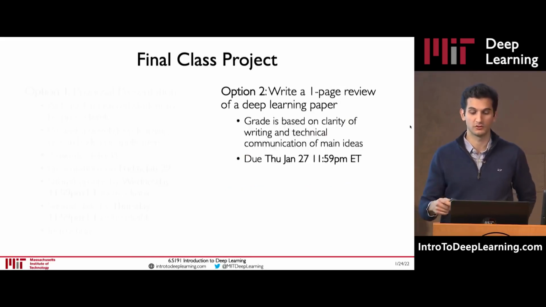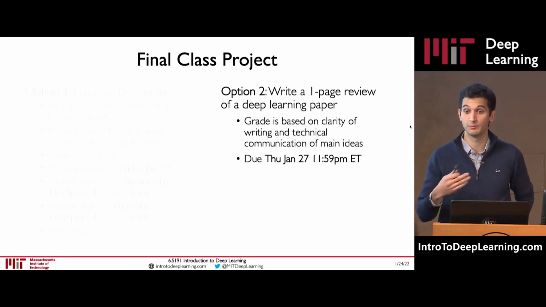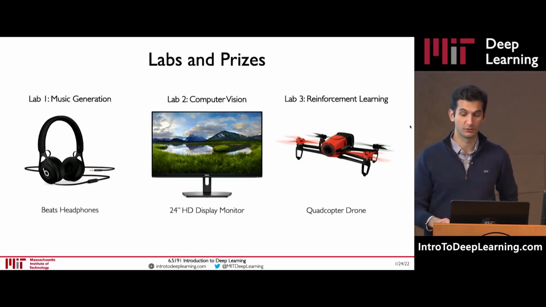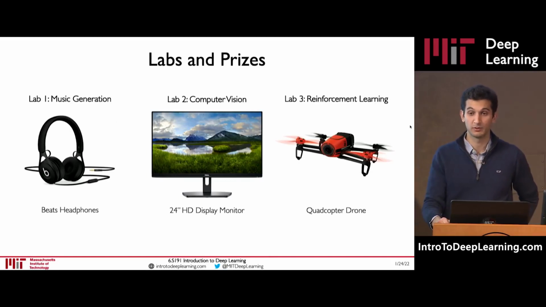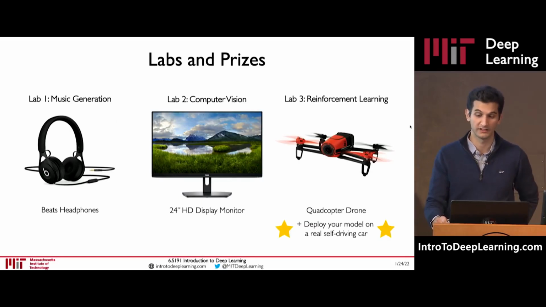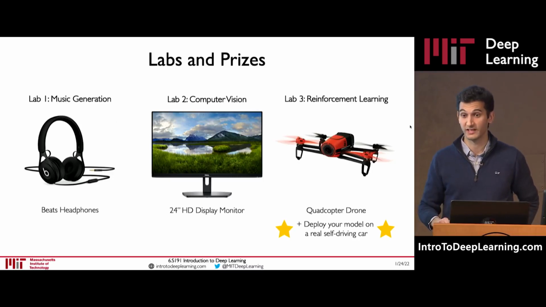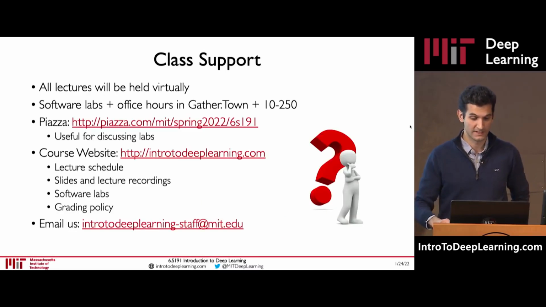Now, the second option to fulfill your grade requirement is just to write a 1-page essay reviewing any deep learning paper, and this will be due on the last Thursday of the class. In addition to the final project prizes, we'll also be awarding prizes for the top lab submissions for each of the 3 labs. And like I mentioned before, this year we're also holding a special prize for Lab 3, where students will be able to deploy their results onto a full-scale self-driving car in the real world.